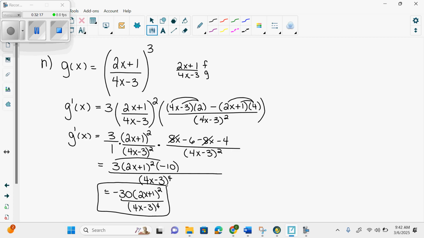It is way easier than the other version, but everyone does it wrong. Because they're like, I have to do quotient rule. They see this as a quotient rule. It's not a quotient rule. It's a chain rule. And then when I take the derivative of the inside, I have to do quotient rule. But this is a chain rule question.